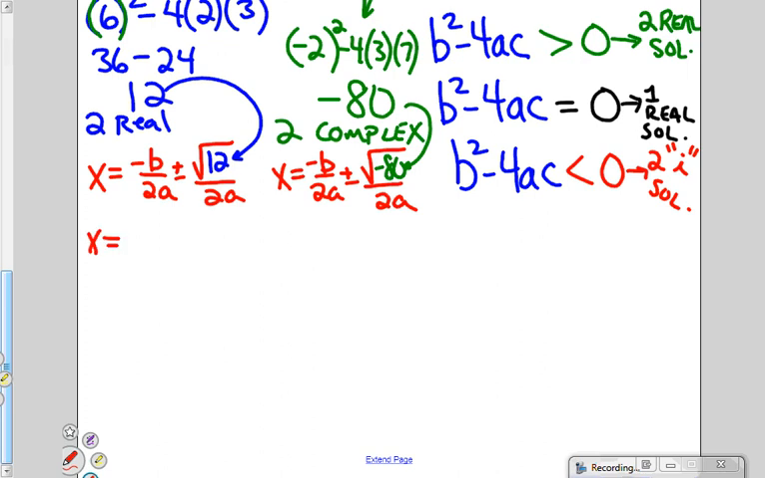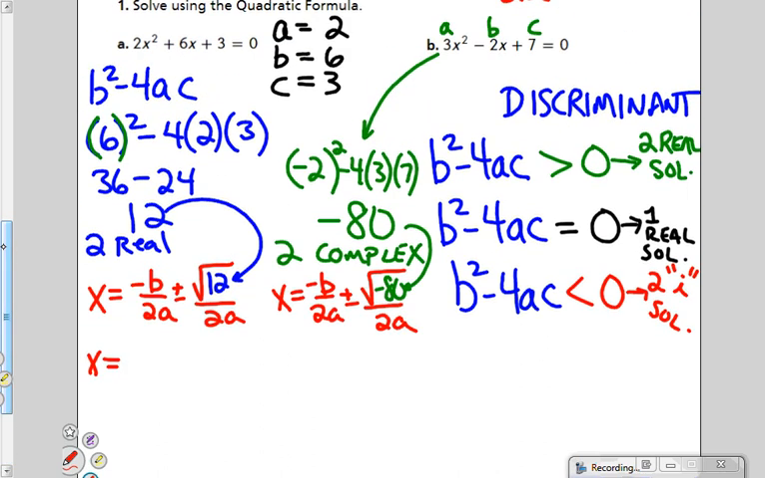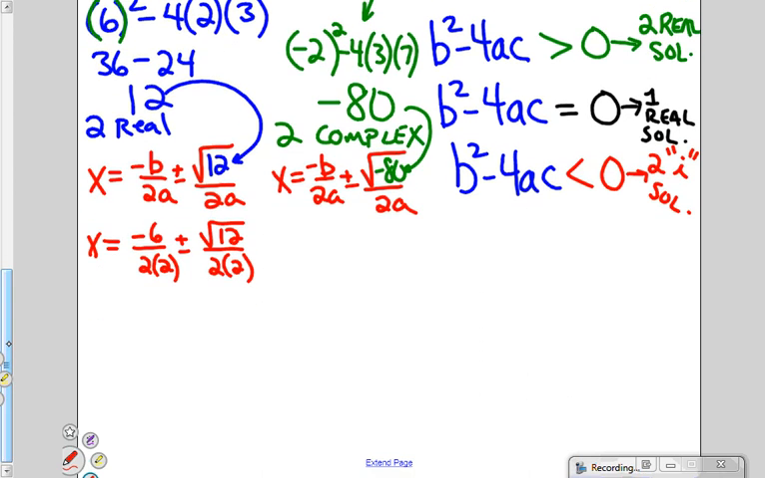Here we go. X equals the opposite of b over 2a plus minus the square root of 12 over 2a. Let's finish this one. This should be negative 6/4 plus minus. I think you guys are kind of growing up now. You should be used to 12 is 4 times 3. I can bring out a 2 root 3. Do you understand that?